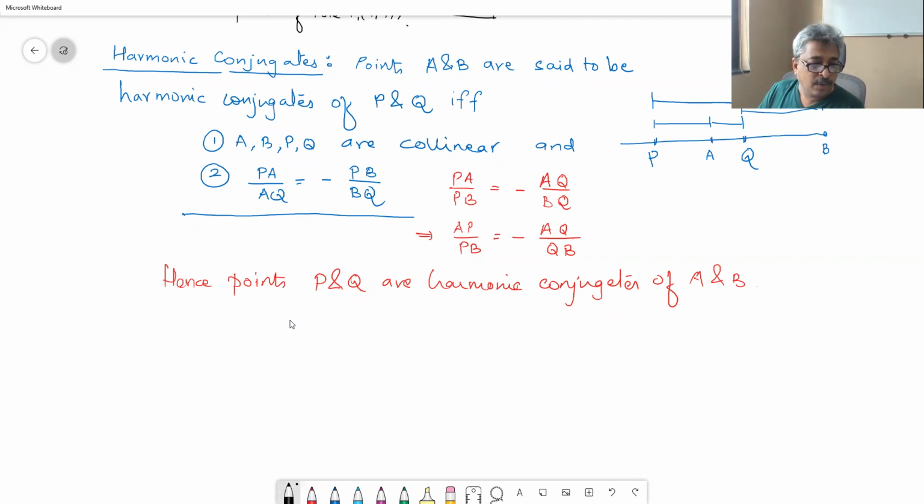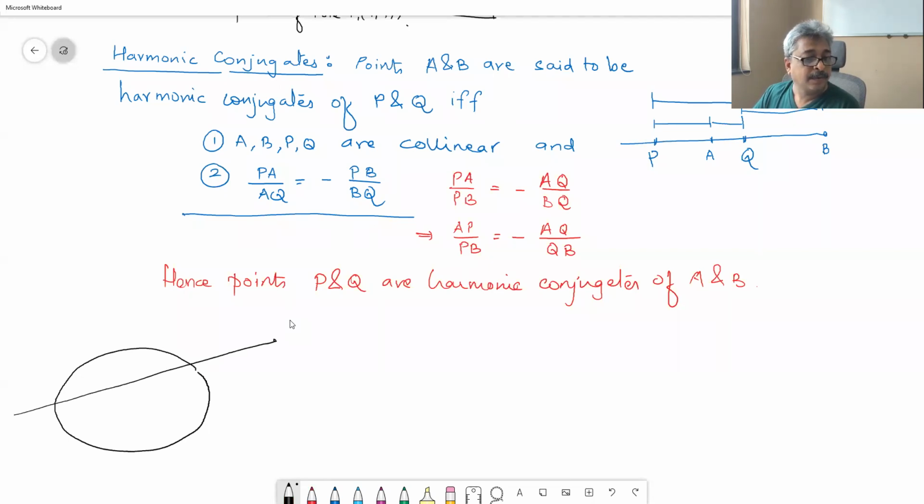Okay. So now, very important. I have a conic section and I have a line. Let this point be P. Now this is going to be a variable line through P, same as in the case of polar. So I am just showing you one position of this particular line. It intersects the conic at A and B.